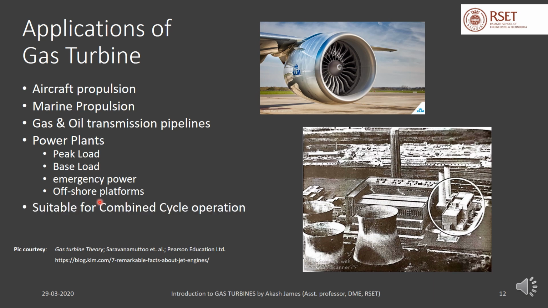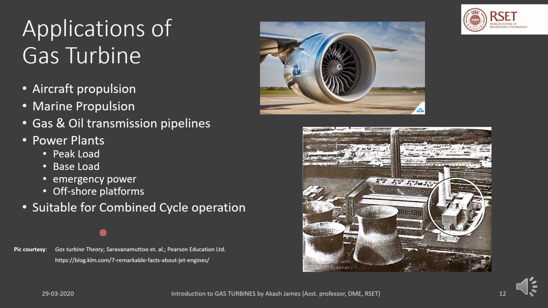It is suitable for combined cycle power generation. What does that mean? Here in this particular example, the gas turbine power plant and steam turbine power plant are separate. Instead of that, they can be used together in a combined cycle operation, having much more thermal efficiency than either of them separate. A typical example is when you use the exhaust gas of the gas turbine power plant in a heat recovery boiler to generate steam for a steam turbine power plant.